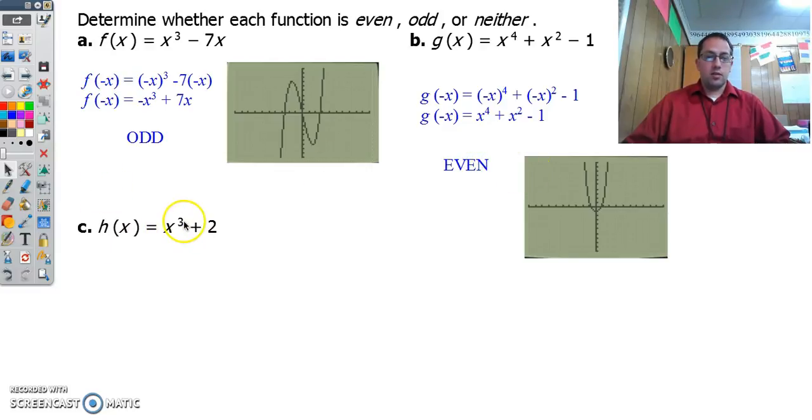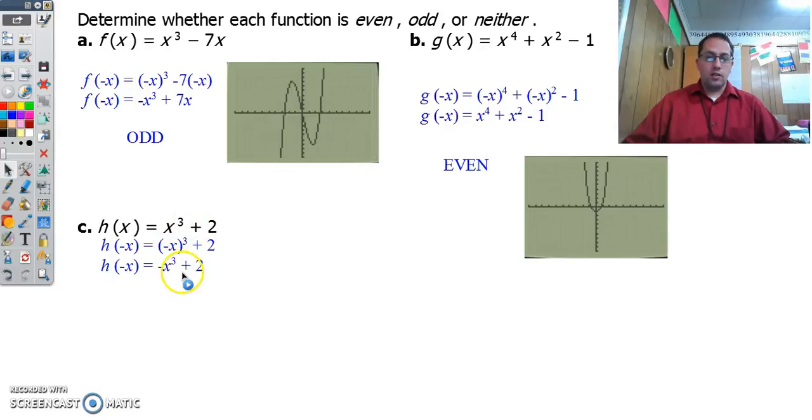Last one down here, x cubed plus 2. We're going to plug in a negative x there. And so negative x cubed, well, a negative raised to an odd power is going to be negative. So we got negative x cubed plus 2. There it is. Is it exactly the same as the original? Nope, that one's got a negative.